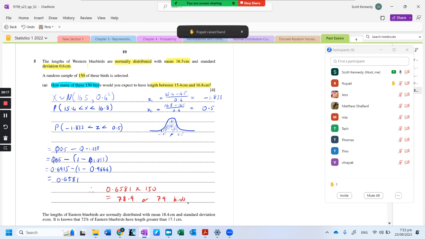Yes, Rob Huddy. Okay, right, let's have a look. 0.6581 times 150, or 0.7, what's 0.7? Yeah, Vinayak, something's gone screwy there. Oh, that was magic. 98.7, so I'm going to say 99 birds. All right.